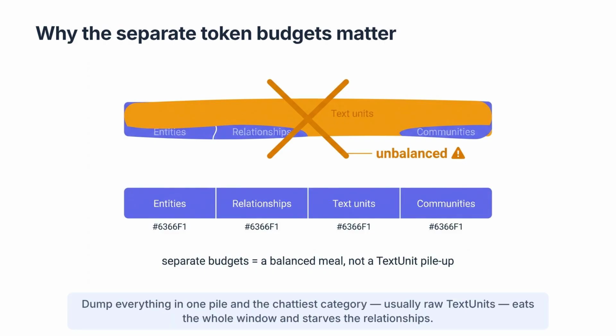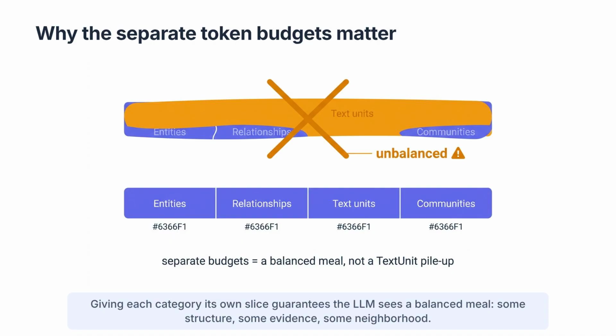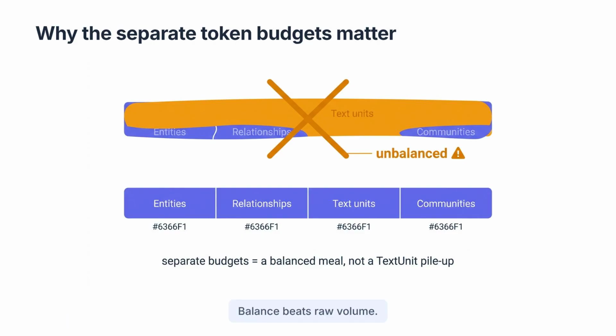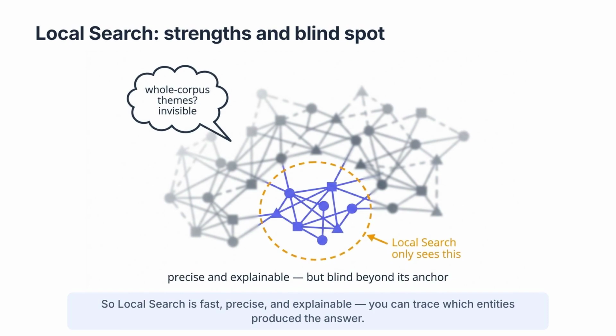That separate budget detail is sneakier than it looks. Dump everything in one pile and the chattiest category, usually raw text units, eats the whole window and starves the relationships. Giving each category its own slice guarantees the LLM sees a balanced meal: some structure, some evidence, some neighborhood. Balance beats raw volume.